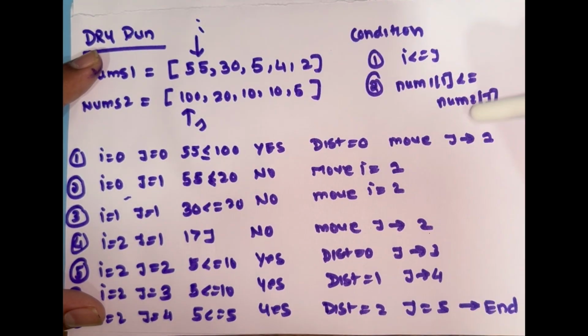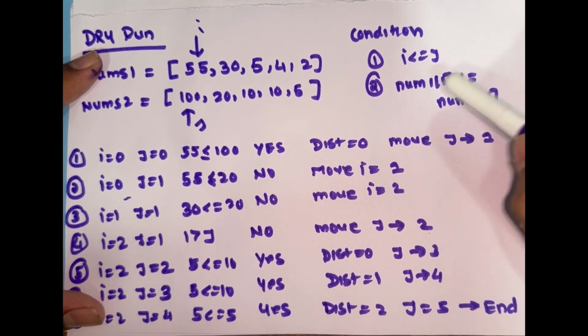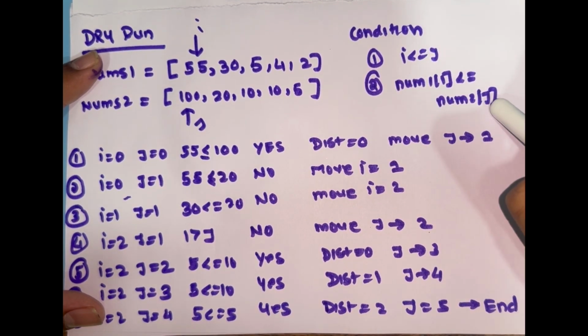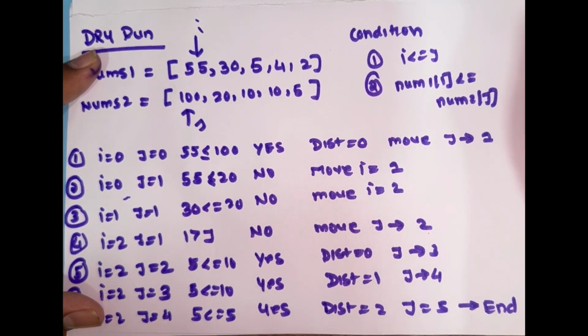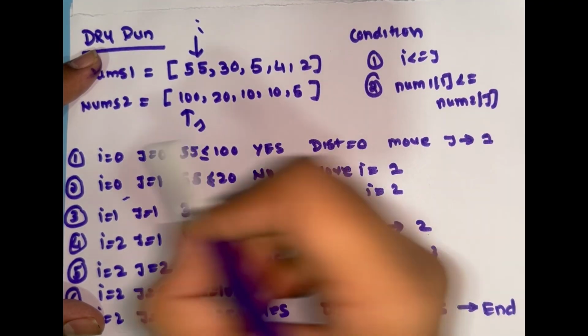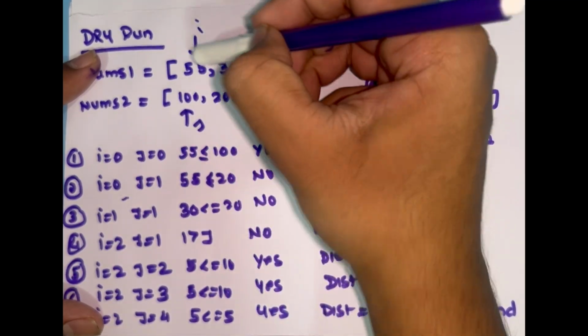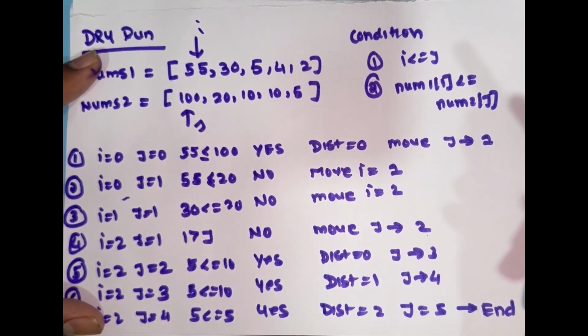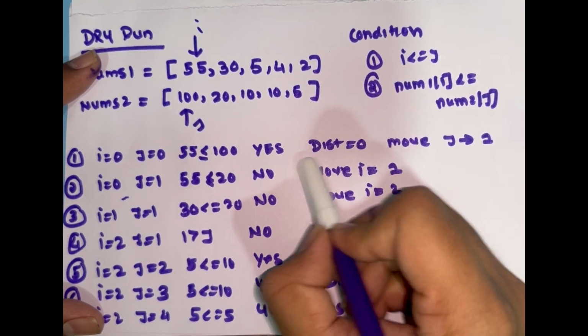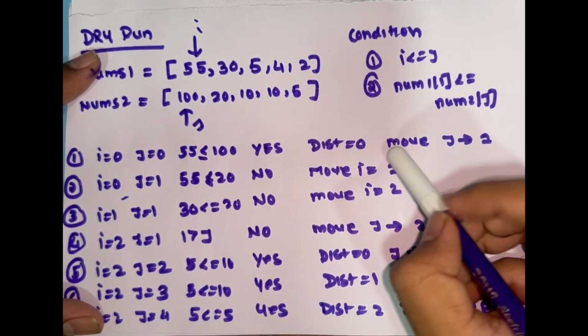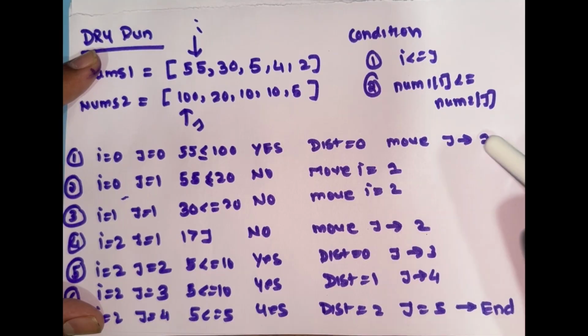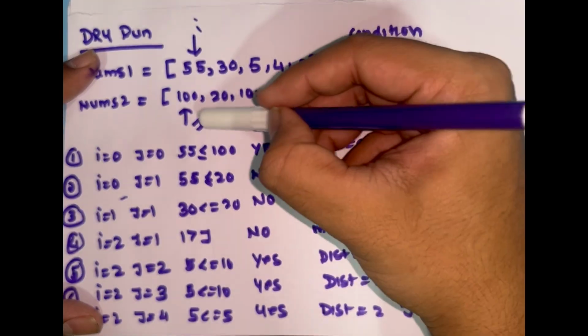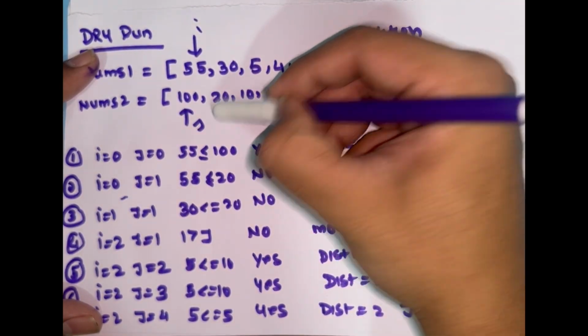So we have this condition: i shall be less than or equal to j, and nums1 of i shall be less than or equal to nums2 of j. We have fixed i and j at the respective positions. In the first iteration, i equal to 0, j equal to 0, 55 is less than or equal to 100. So it satisfies our condition, and we calculate the distance. The distance here will be 0, and we move j to the next position because we need to maximize the distance. So j will move to the first position.